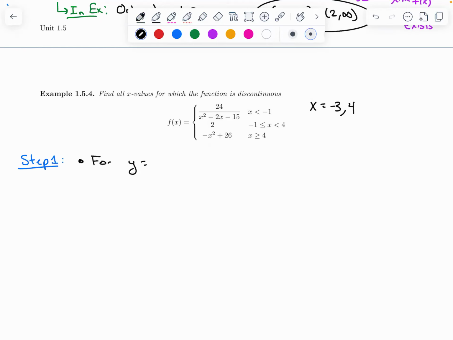4y equals 24 over x squared minus 2x minus 15, which equals 24. Let's see if we can factor it.